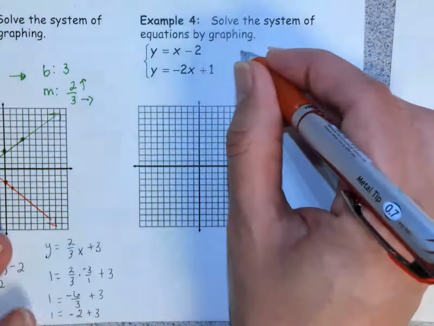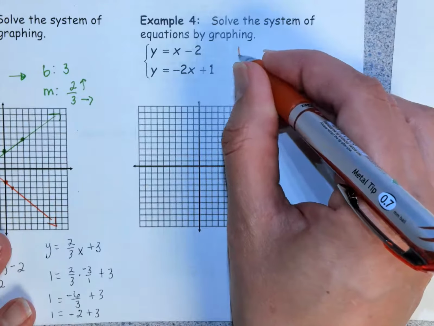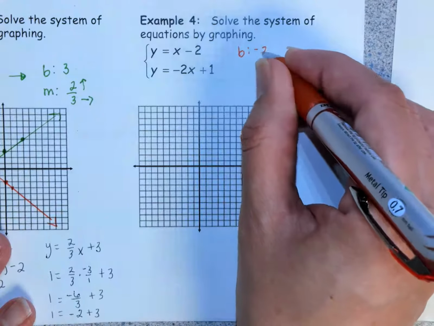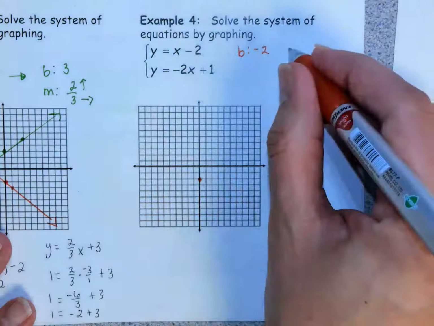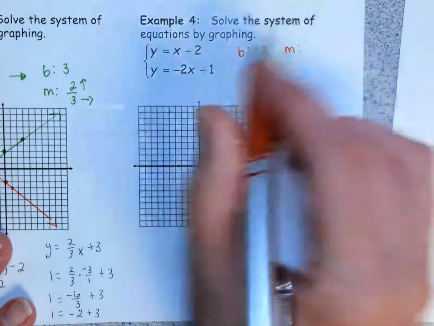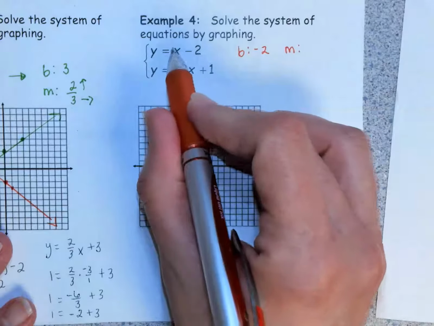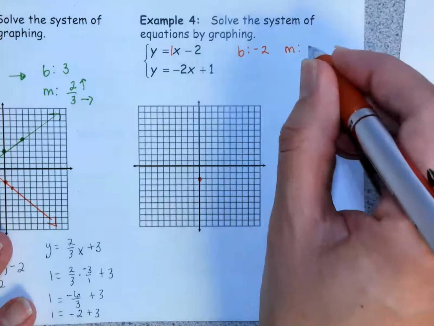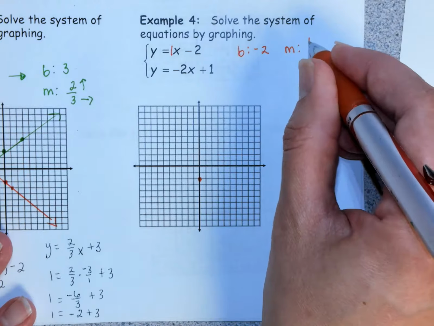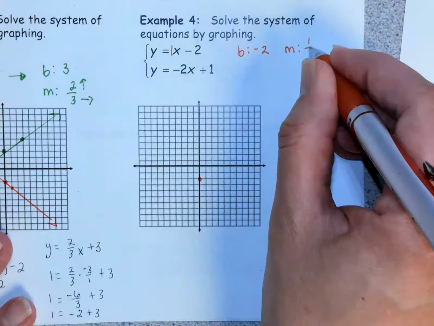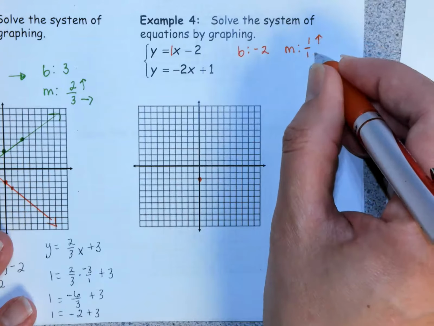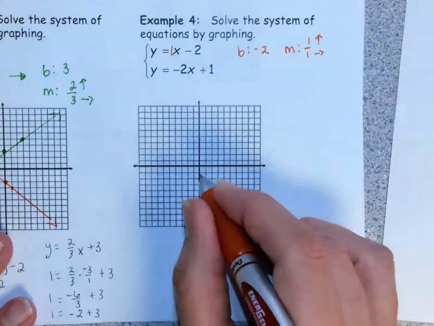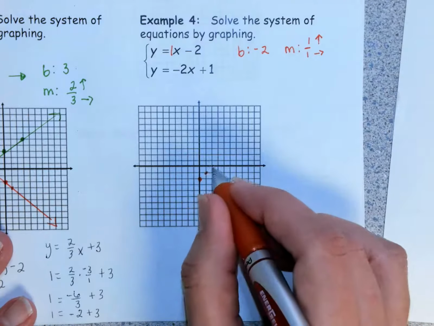Let's start with this top one. Always start with b. b is negative 2, and we'll graph negative 2 here. The slope, always graph next. It's in front of the x, so it's a 1. It always needs an upward movement and a sideways movement, so we put a 1 underneath it. That means we go up 1 to the right 1. Up 1 to the right 1.